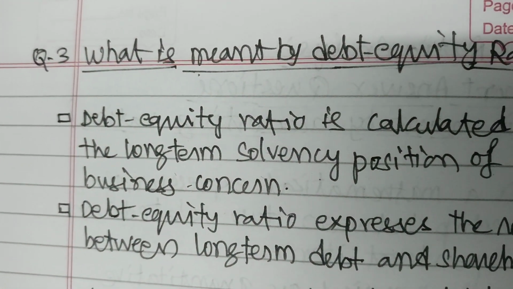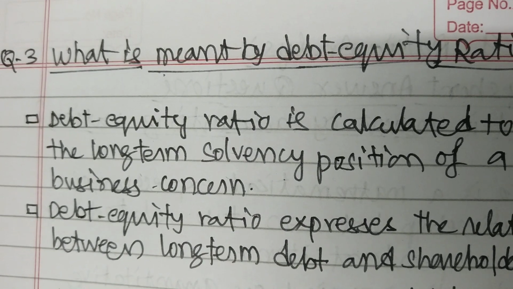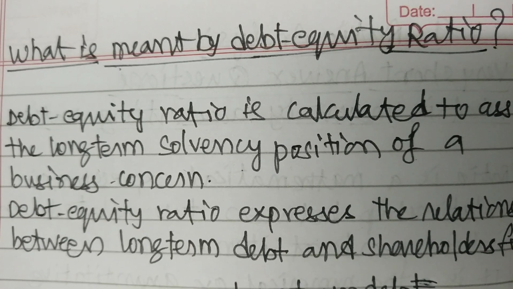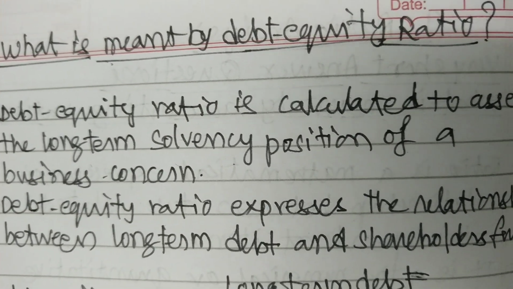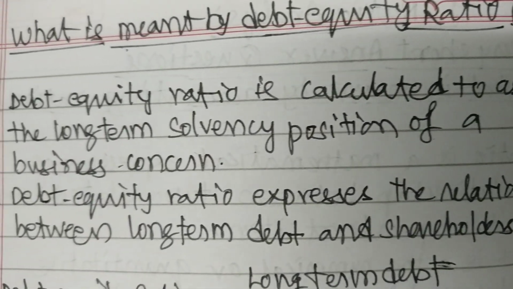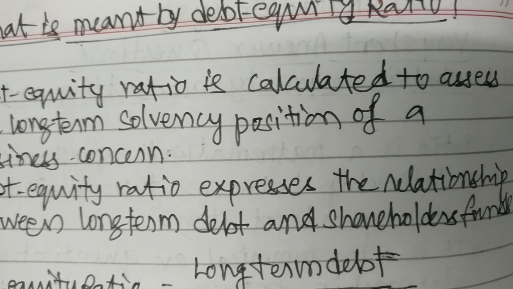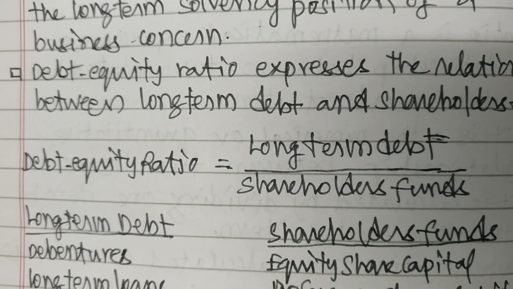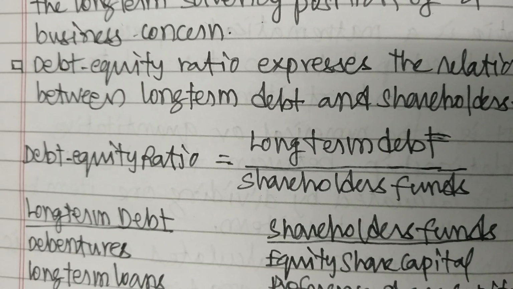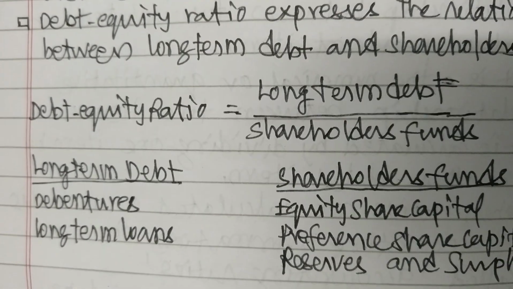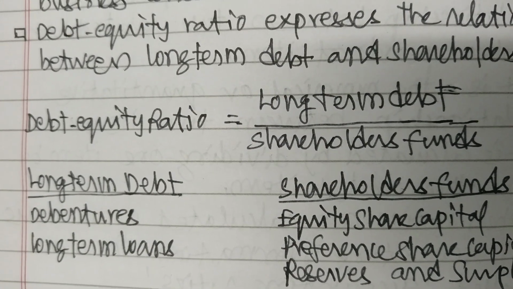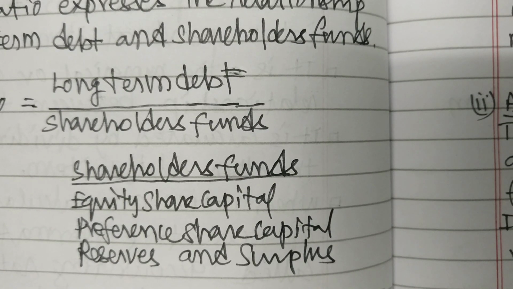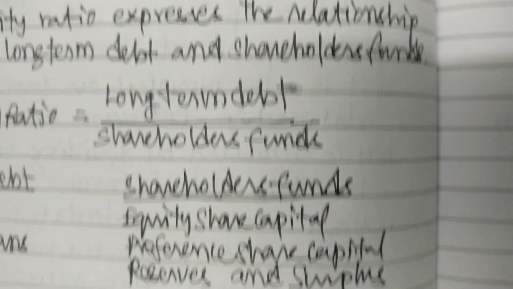What is meant by debt equity ratio? Debt equity ratio is calculated to assess the long-term solvency position of the business concern. Debt equity ratio expresses the relationship between long-term debt and shareholders' funds. Debt equity ratio equals long-term debt by shareholders' funds. Long-term debts: debentures, long-term loans. Shareholders' funds: equity share capital, preference share capital, reserves and surplus.